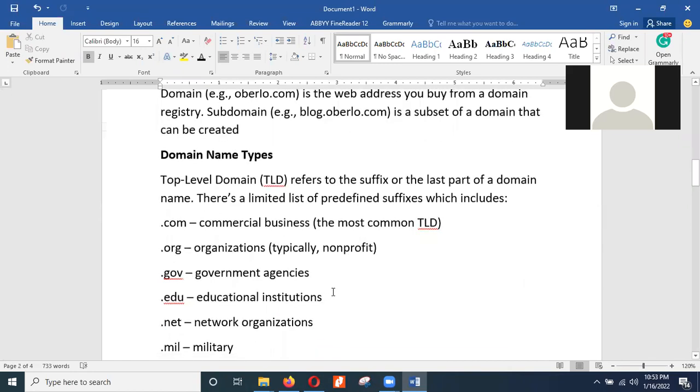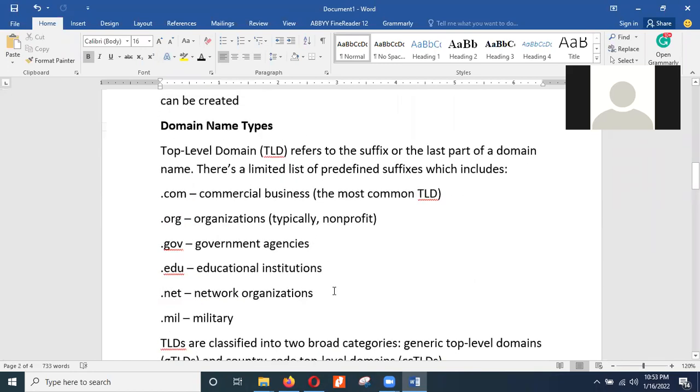Depending on the domain name you are going to make use of, there are lots of domain name types. Like we have the top level domain names, the most common types of domain name. You have .com, which stands for commercial business, which is the most common. When you have .org, it means that the domain name is for an organization.